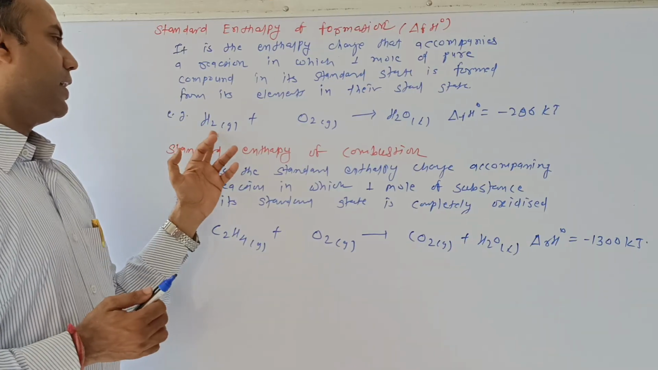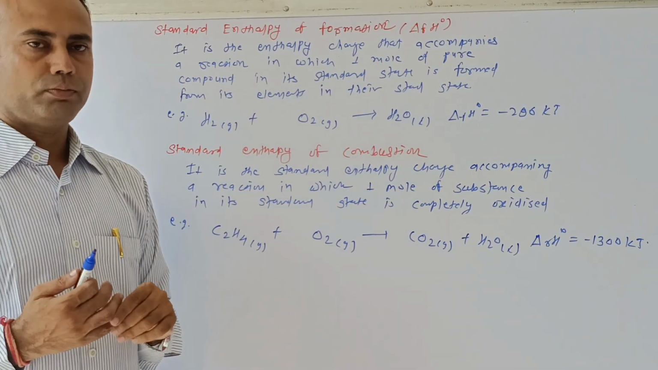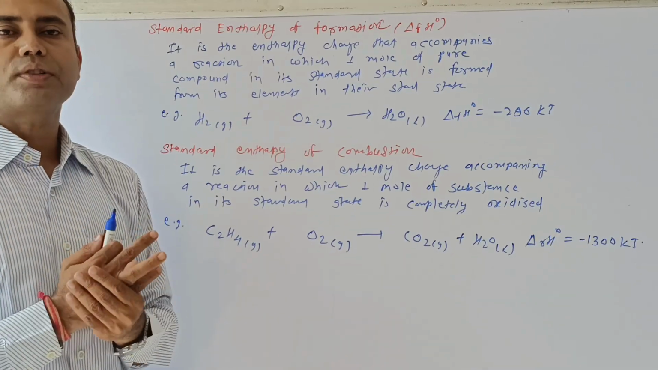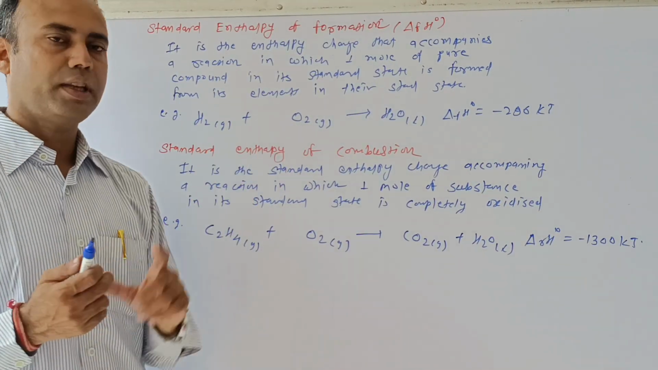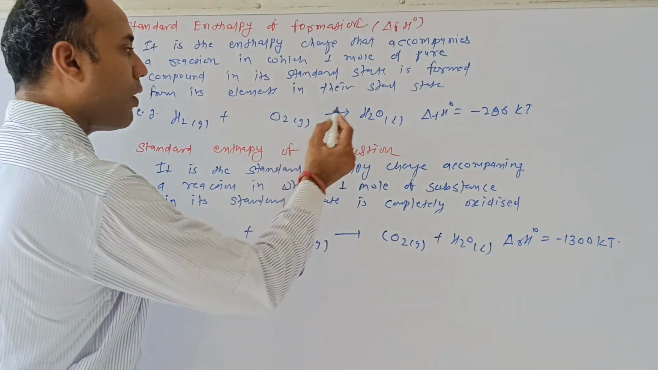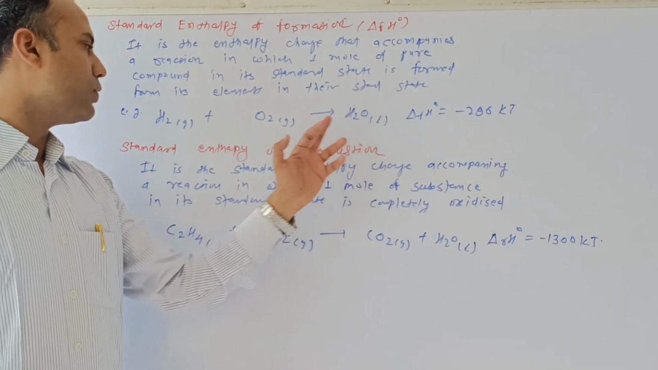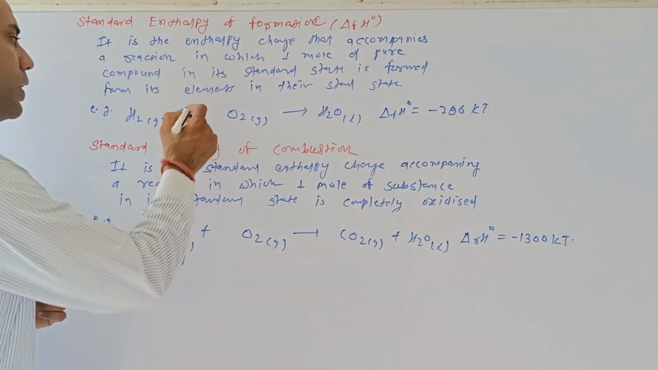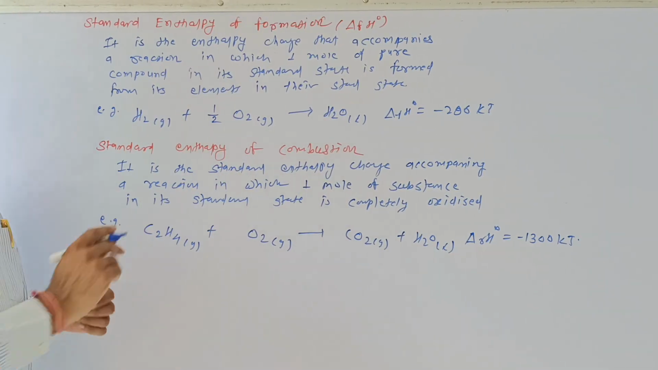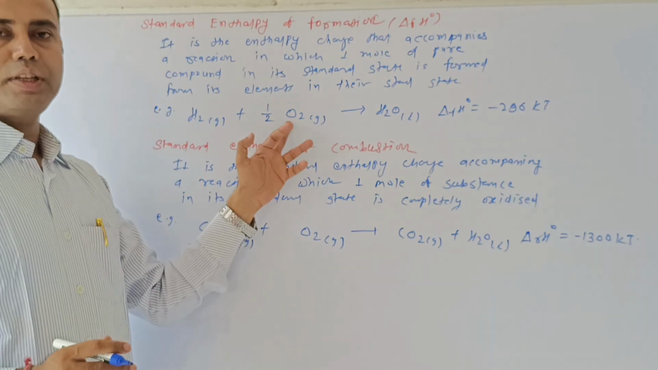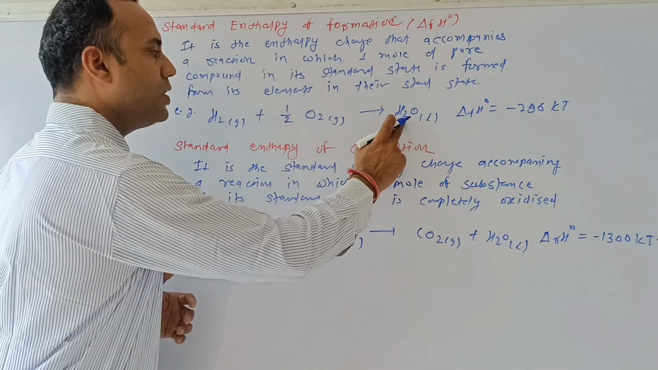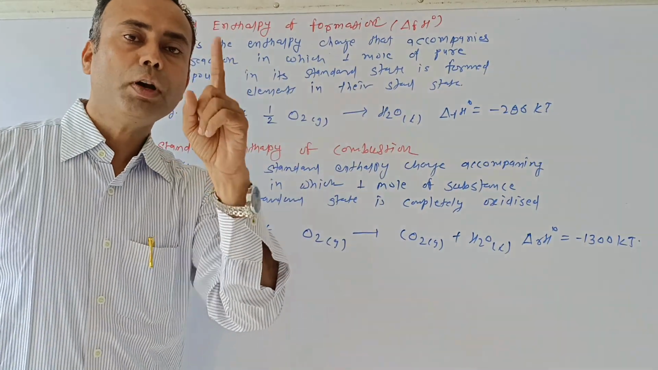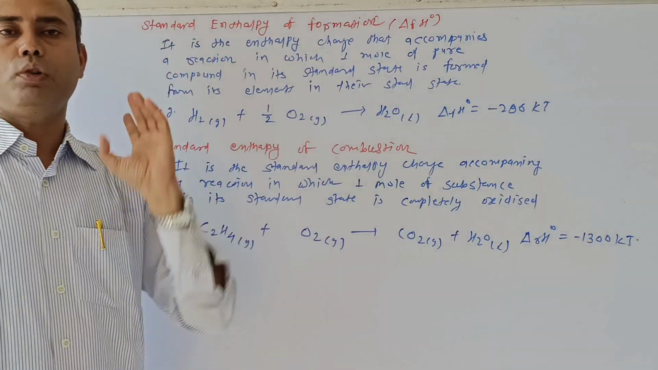Look at this. 1 mole of water is formed, H2O liquid. What are its components? Hydrogen gas, oxygen gas. H2 gas, O2 gas. But it is formed by 1 mole. So balance it: hydrogen 2, hydrogen 2, oxygen 1, oxygen 2. So you have to take 1/2 O2, means half a mole of oxygen. If you take oxygen 2 multiplied by 2, how many moles of water will be formed? 2 moles. But we want the formation of only 1 mole.